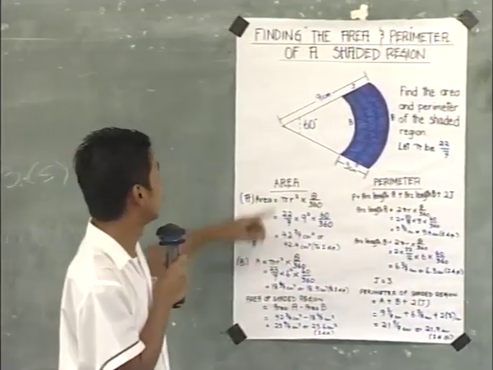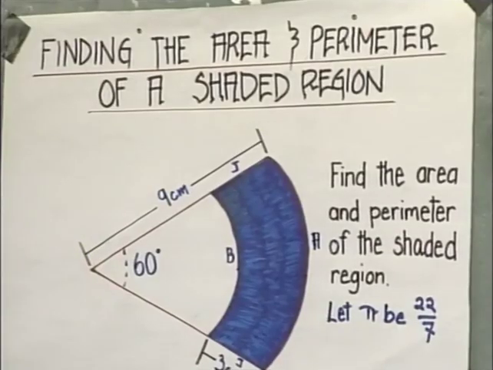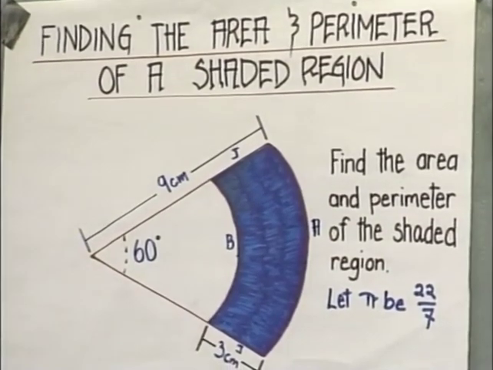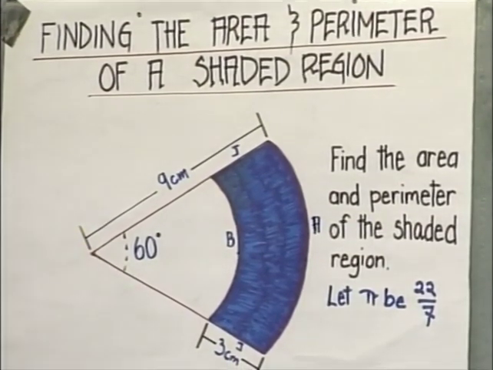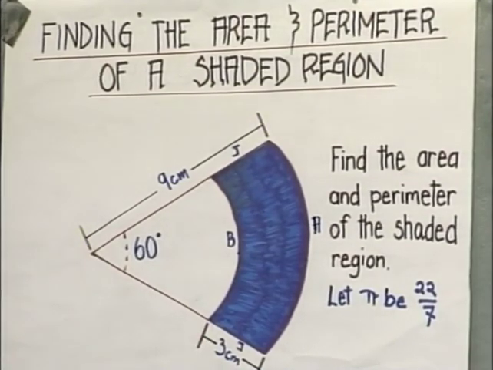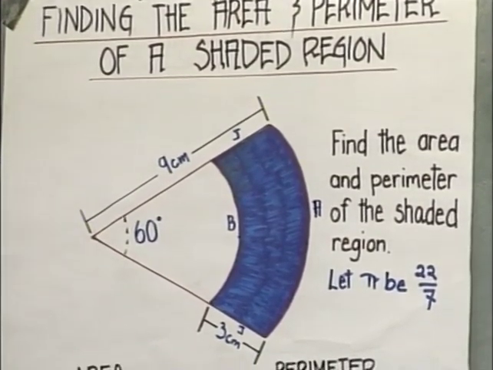Our task was to find the area of a shaded region. Area and perimeter of a shaded region. The question reads, find the area and perimeter of the shaded region using pi to be 22/7.